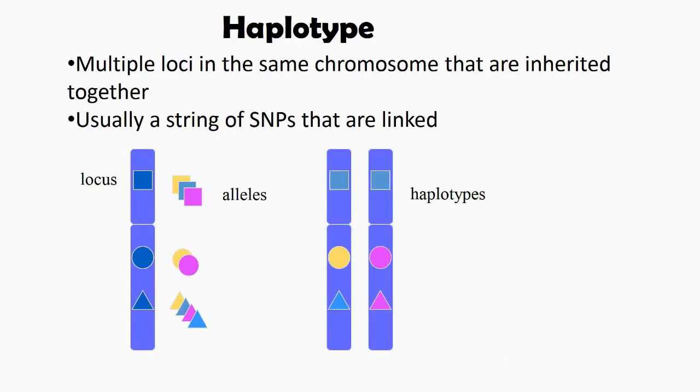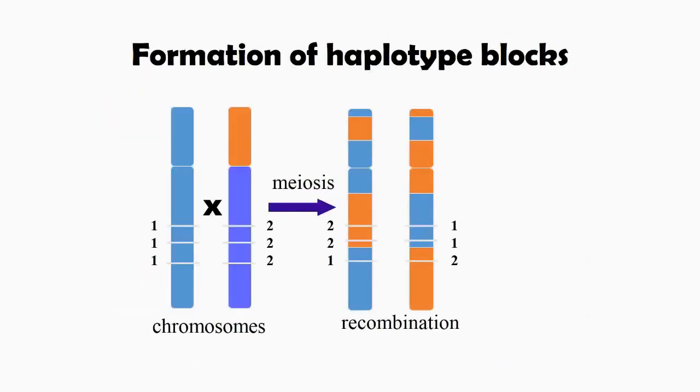Haplotypes are multiple loci on the same chromosome that are inherited together, so they are usually linked in a string of SNP results, as mentioned in the slide. To form a haplotype block, recombination must occur in each chromosome through meiosis and mating, as mentioned in the slide.